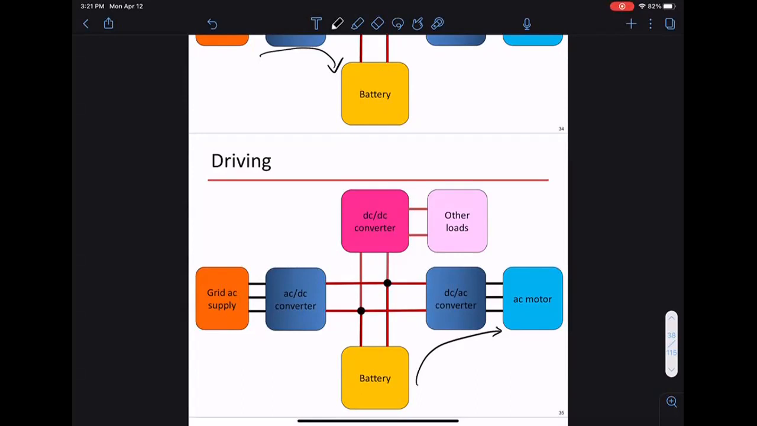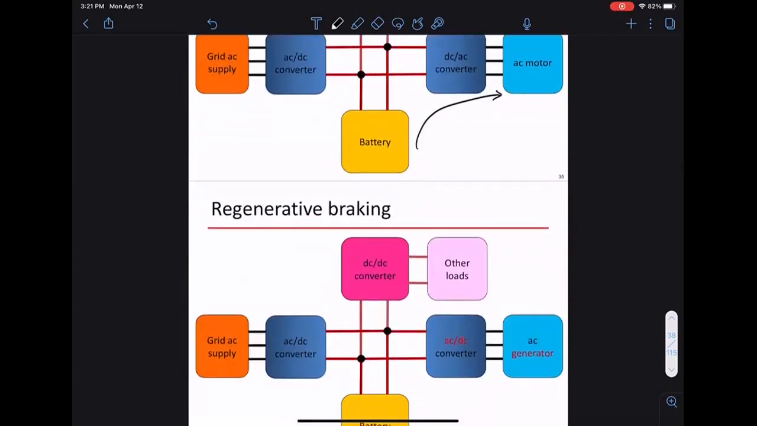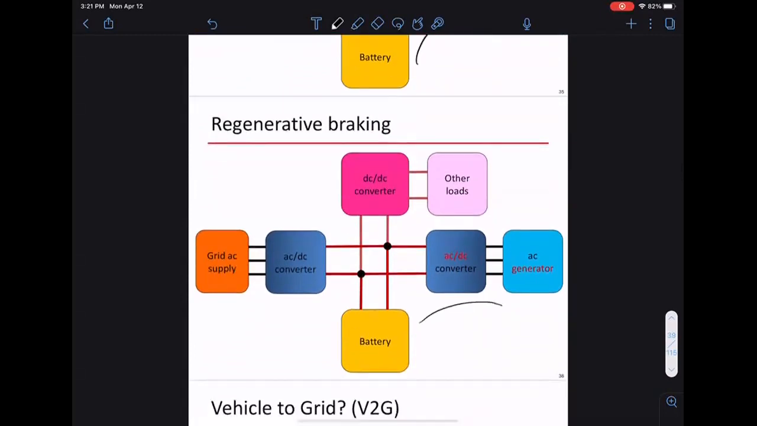So that's driving. We have braking, pulling power the other way. When braking, you want to dump power from the DC side to the AC side, which then goes into the battery. Actually, you need to be a little more careful with this. Braking is where I have a generator. You want to be careful that you're routing power the correct way into the battery.